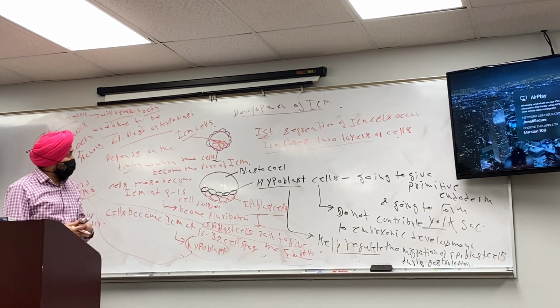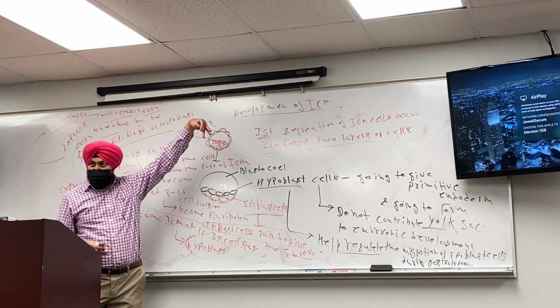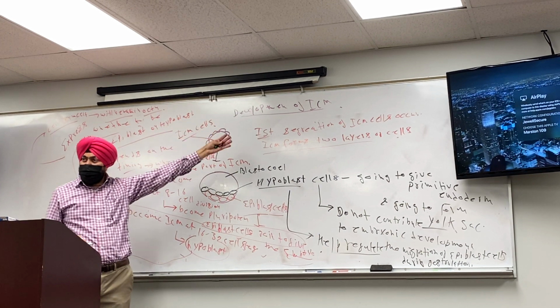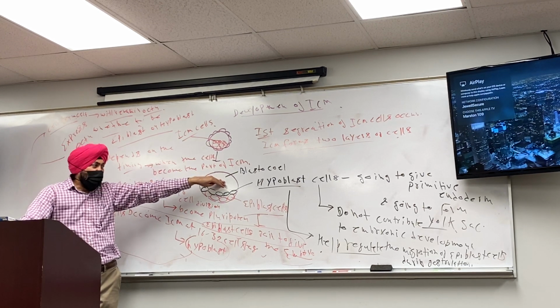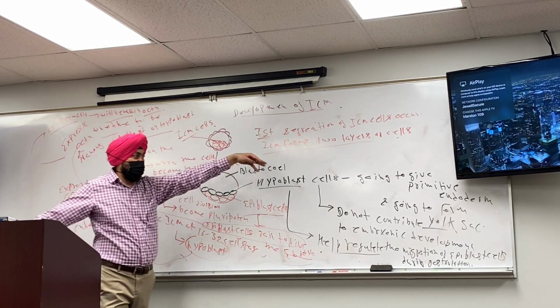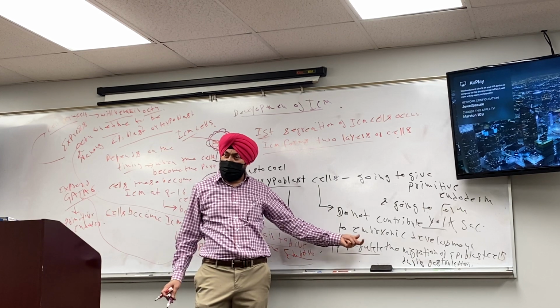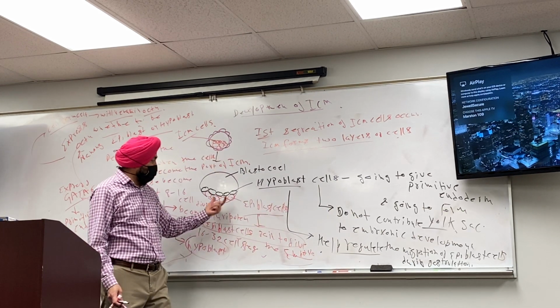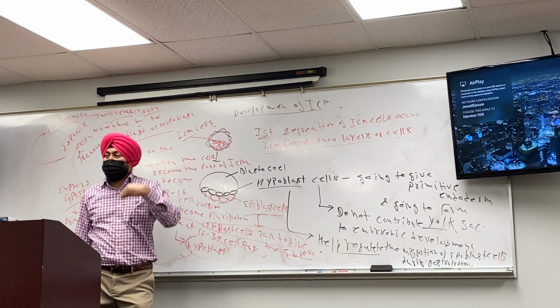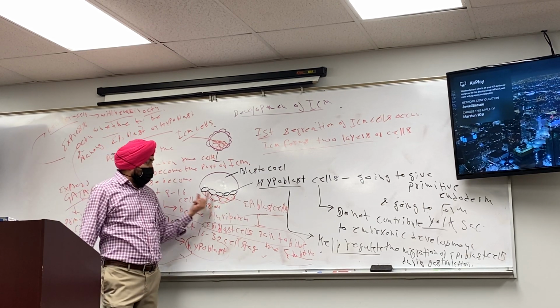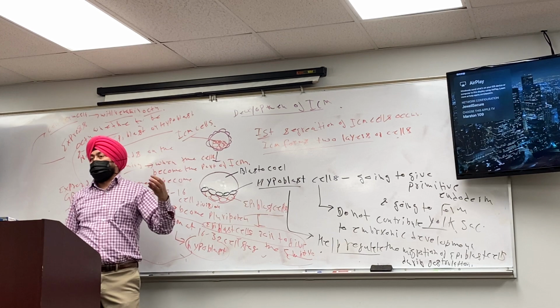So we are saying that ICM cells essentially segregate into two layers. The layer closer to the blastocoel becomes hypoblast cells. Hypoblast cells are going to give you primitive endoderm, which is going to form the yolk sac. And these cells are not going to contribute anything to embryonic development, but they are going to help the migration of epiblast cells during the gastrulation process.